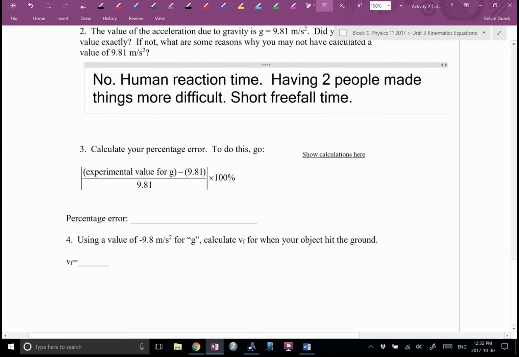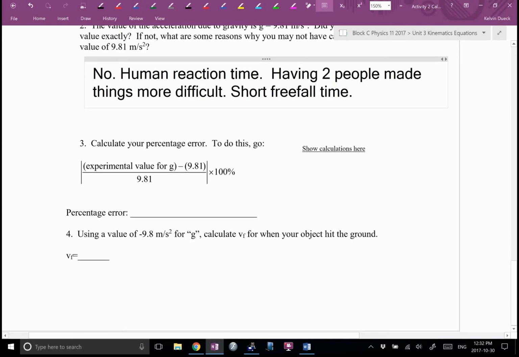All of us, what we want to do is calculate the percentage error, but there's a bit of a problem here. I made a very, very small typo. In front of the 9.8, there should be a minus right there and a minus right there. Sorry.